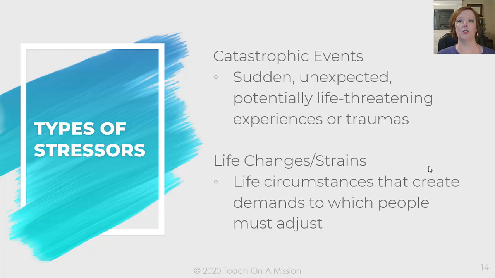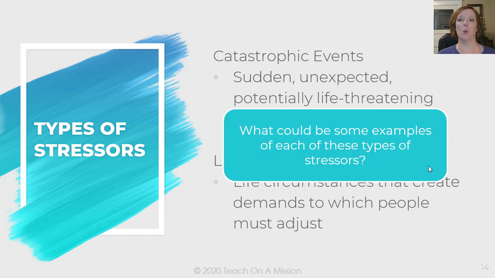Then you've got life changes and strains. These are circumstances that create demands that people have to adjust to. And keep in mind, this can be both positive and negative. It can be going to your favorite college. It can be getting married. It can be going to prom. It can be really anything that is life-changing or straining on you. It's a circumstance that even if it's seen as very positive, it's going to create demands. So what are some other examples of these types of stressors, both catastrophic and these life changes or strains?